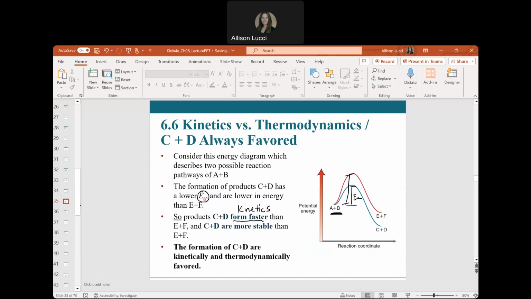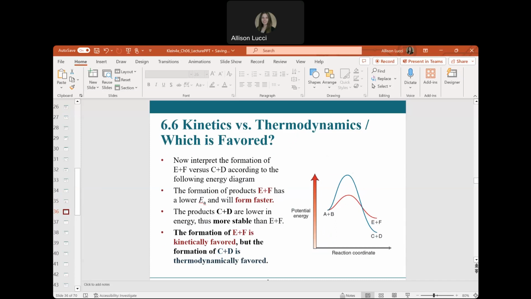And then we can also see here that C and D are at a lower energy overall. So for C and D, when we compare our delta G, our change in Gibbs free energy, since they are down here at a lower potential energy, they are also thermodynamically favored, and they're called more stable products. So this is our thermodynamics analysis. So in this scenario, both the kinetically favored products and thermodynamically favored products are the same, C and D. That may not always be the case.